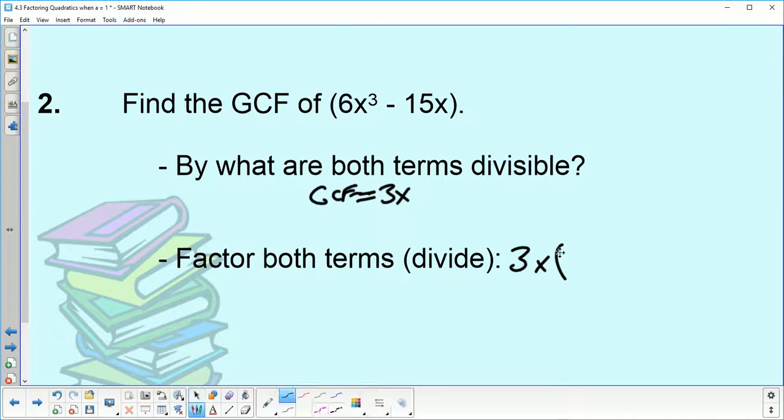So 6 divided by 3 is 2, and if I take an x cubed, which means x times x times x, and I pull one out, now I have an x squared left. So 2x squared would be left over from the 6x cubed. I still have minus. I'm going to do 15 divided by 3, which gives us 5. And since I divided x by x, I just have minus 5 left. This would be factoring based on the greatest common factor.